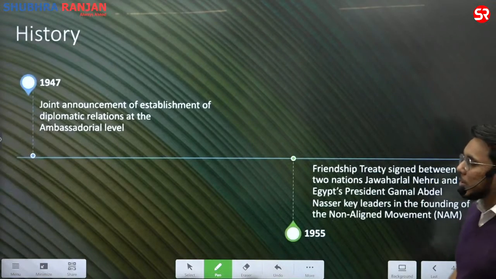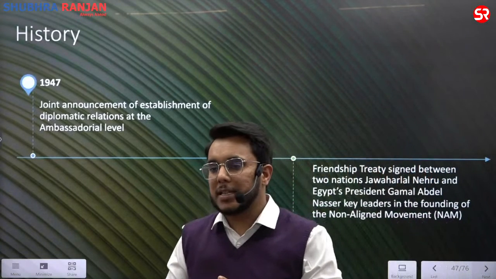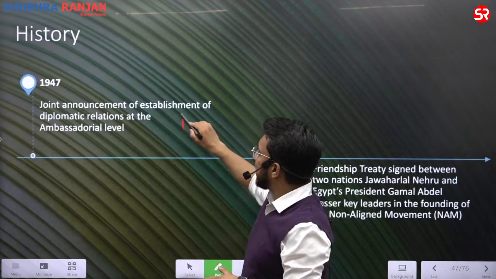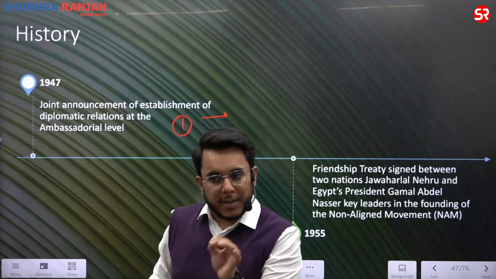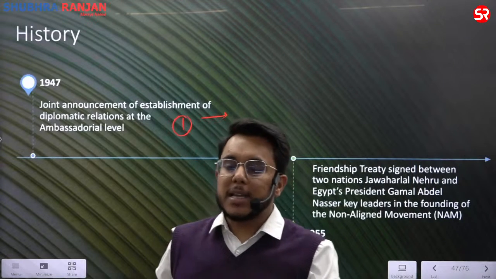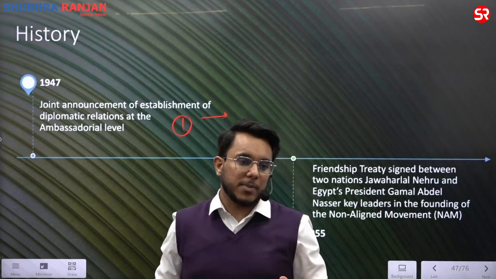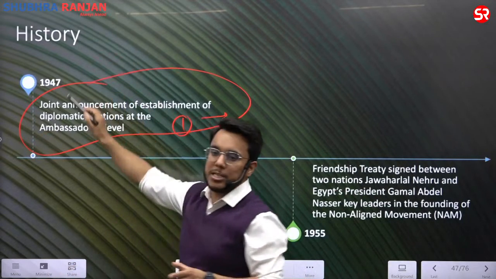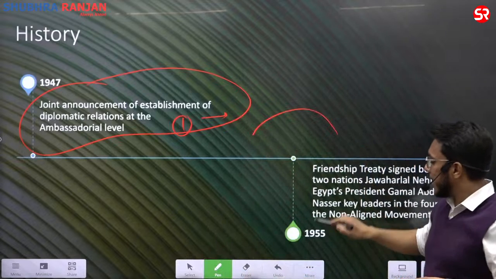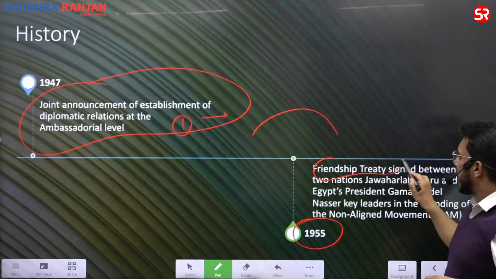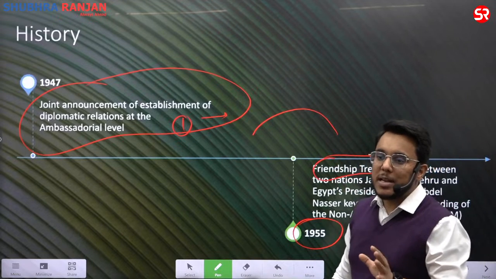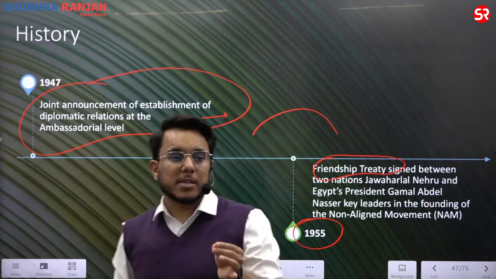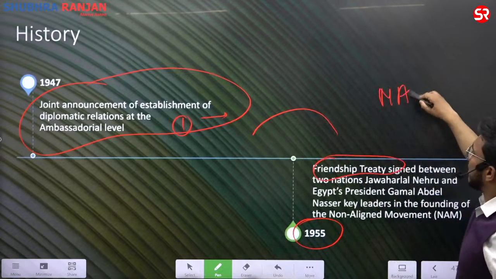Now when we talk about the India-Egypt relation, understand this particular thing. The first important milestone in the India-Egypt relation is that in 1947, within one week of India's independence, diplomatic relations started between India and Egypt. Within one week, diplomatic relations were announced between India and Egypt. Then in 1955, a friendship treaty was also signed between India and Egypt. And both countries were founding members of the Non-Aligned Movement, NAM.